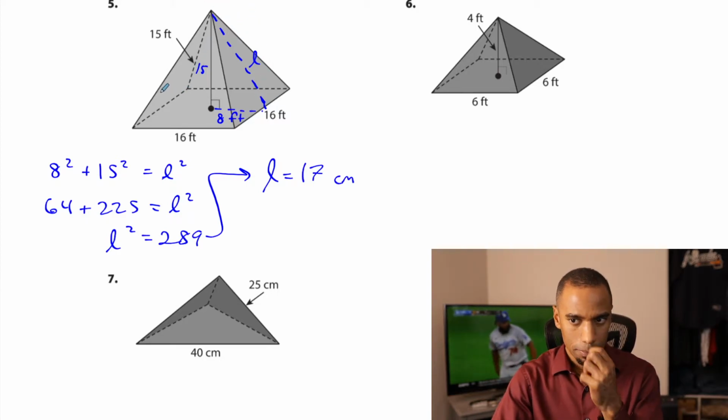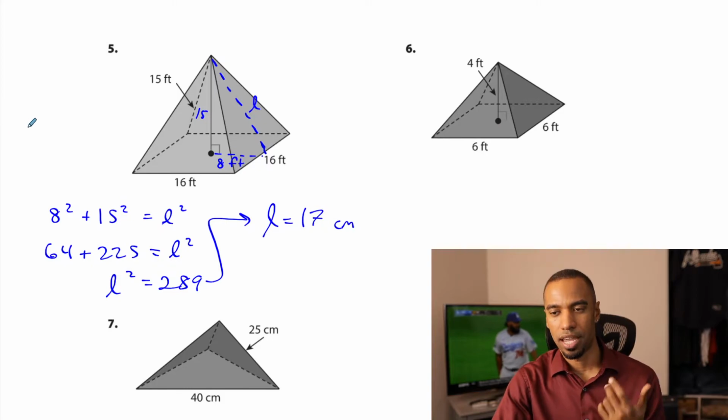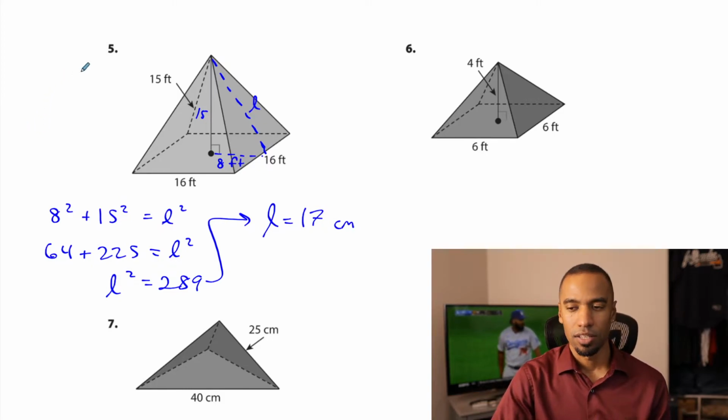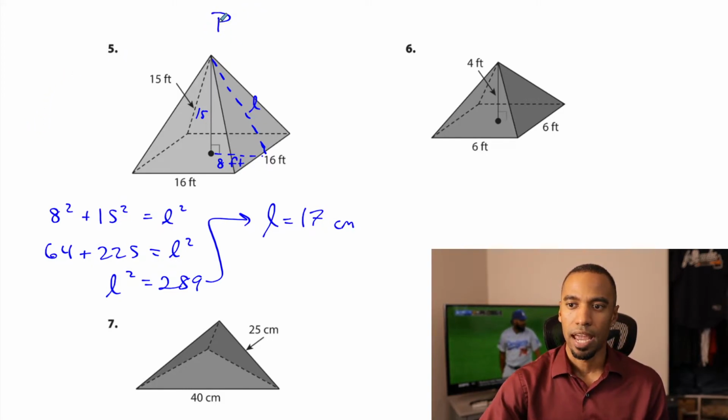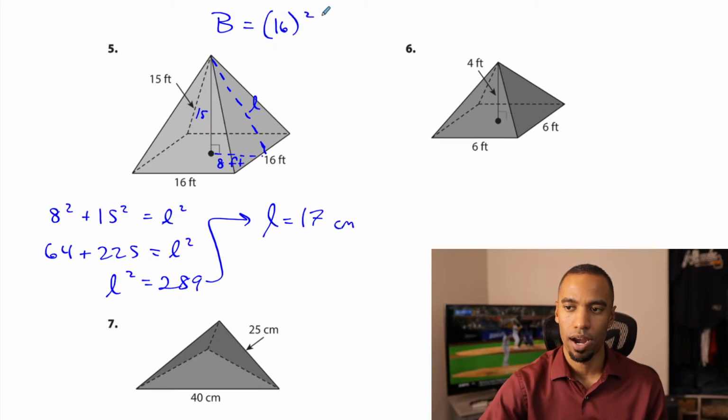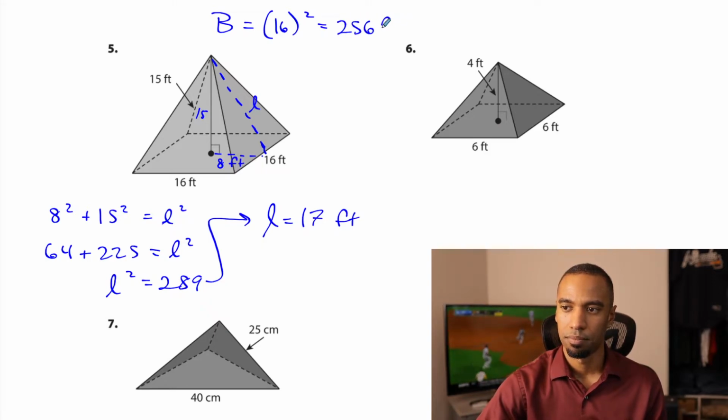Perfect. I'm not going to make the net drawing here. What we need is the area of the base and the slant height. Let's get both of those pronto. So the area of the base here, in a square, we have 16 by 16, or 16 squared. That's going to be 256. Oh, I put centimeters here. I'm sorry, these are feet. These are 256 square feet here.